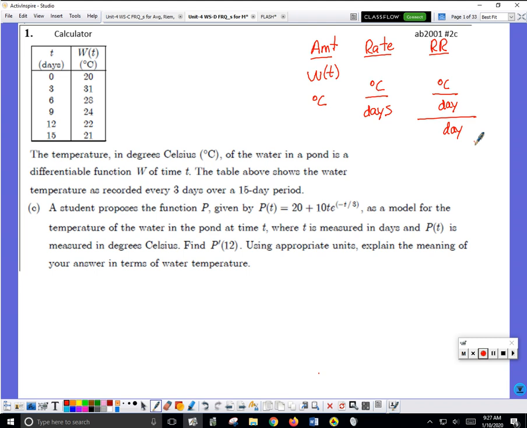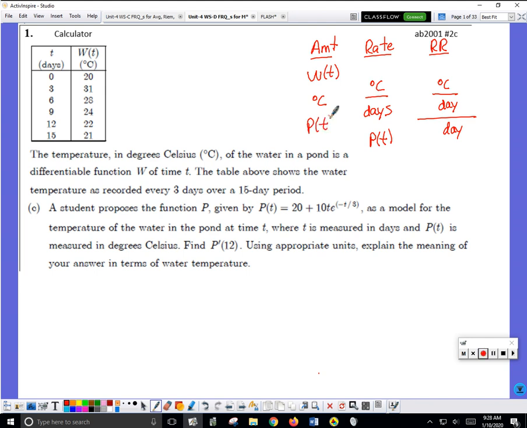Rachel. So Rachel votes to put a P here. Hands up. Who agrees with Rachel? 2 for Rachel. Who disagrees with Rachel? Kylie, talk to me. Because it's the amount of the temperature. So I thought it was the amount. P is still an amount.